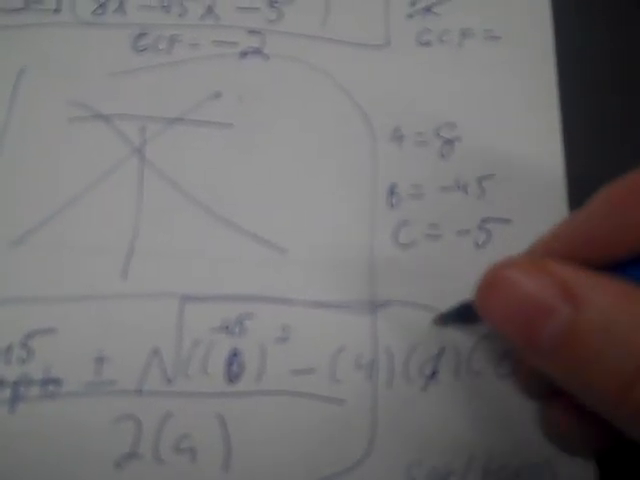Okay, so the opposite of B, well, that would be 45. B squared, so that would be negative 45 to the second power. Minus 4, and then A would be 8. And C would be negative 5, okay? And A down here would be 8. Okay, first we multiply 2 by 8. That's 16. So we got this and this and this.